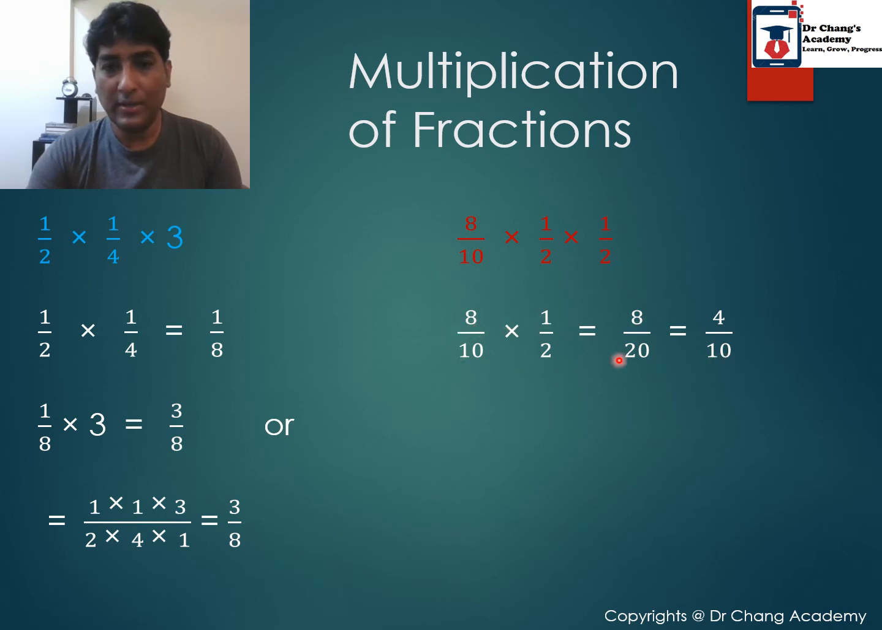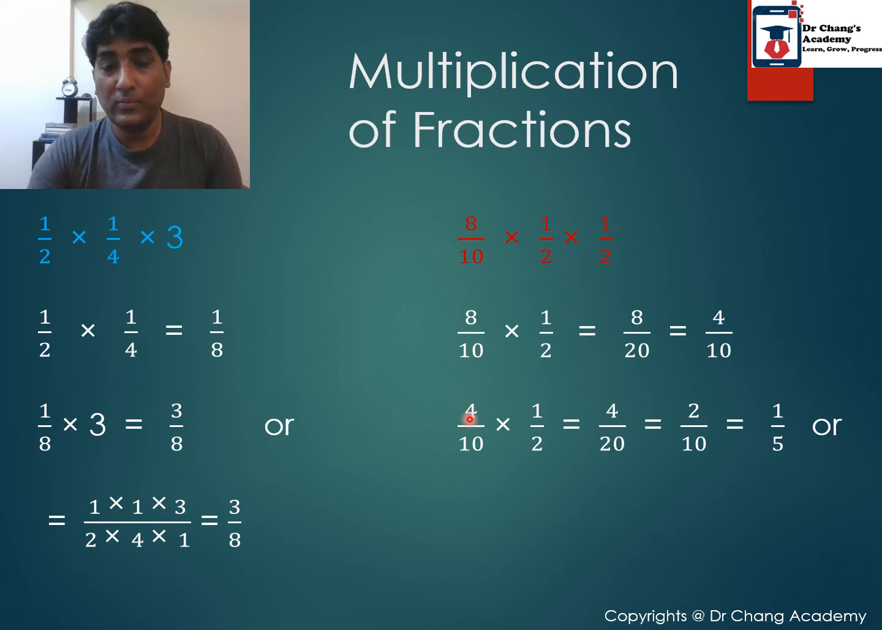1 times 8 is 8, and 2 times 10 is 20, so 8 over 20. A simplified version of 8/20 is 4 tenths, and we know that half of 8 tenths is 4 tenths. Okay. Now the next step says whatever the result of this is, half of that, so half of 4 tenths. We know that half of 4 tenths is 2 tenths.